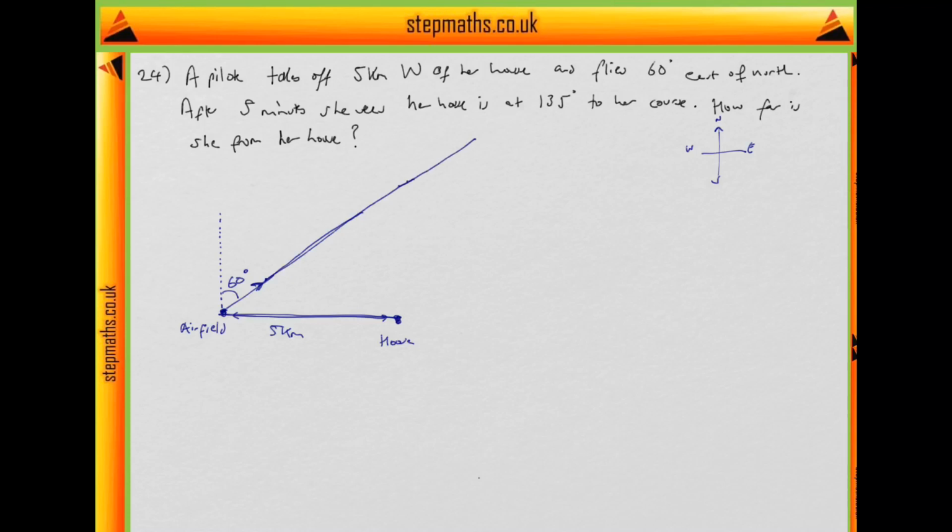So if this is her path here, then we see that we have her house at an angle of 135 degrees to her path. And we want to find how far she is from her house. We want to find this distance here, x. We'll call it x. Okay, well, what do we know?